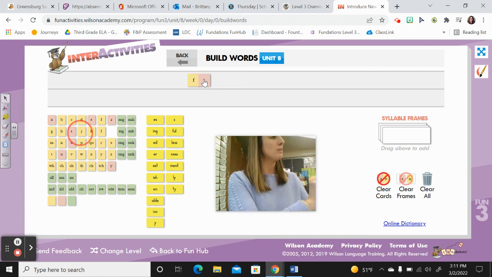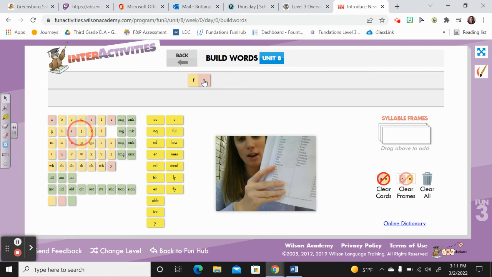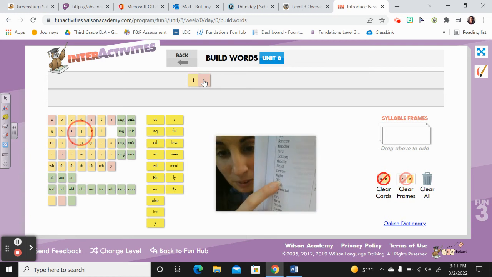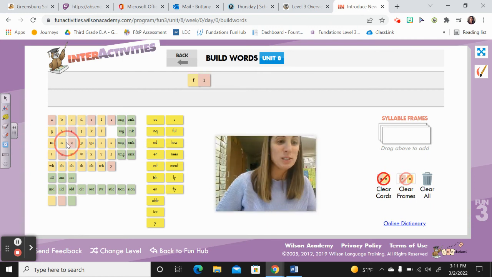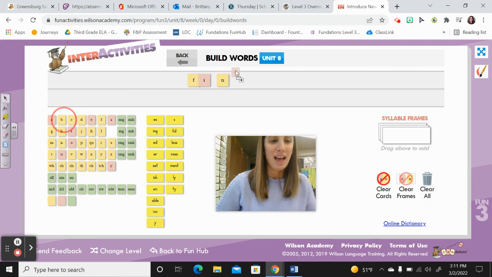Find the F columns. Go in order. F-I. Where is it? Here it is. Yeah, this one's tricky. That's why you use your tools. N-A-L. And this one is a schwa. So you would mark it with the schwa there.